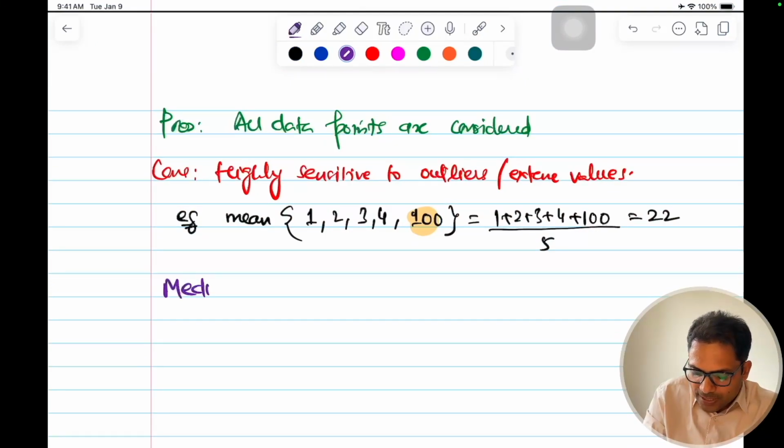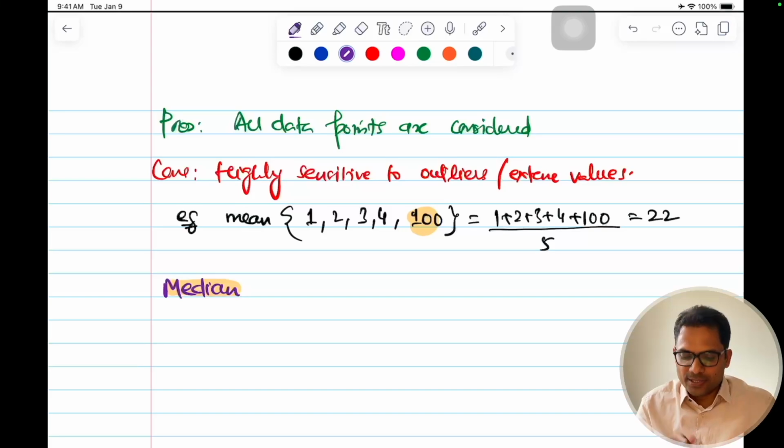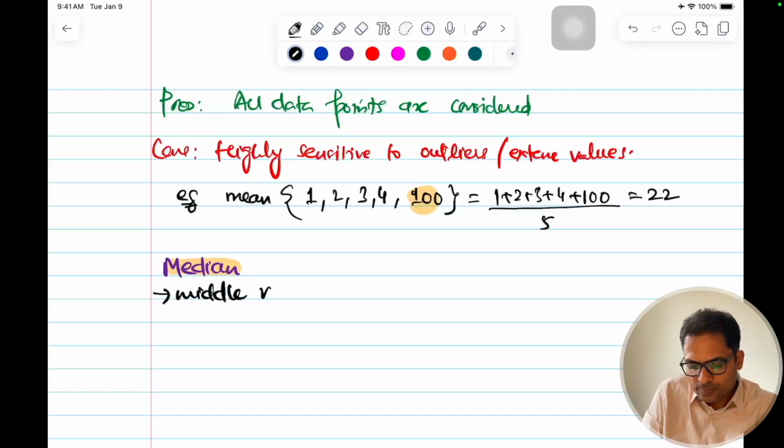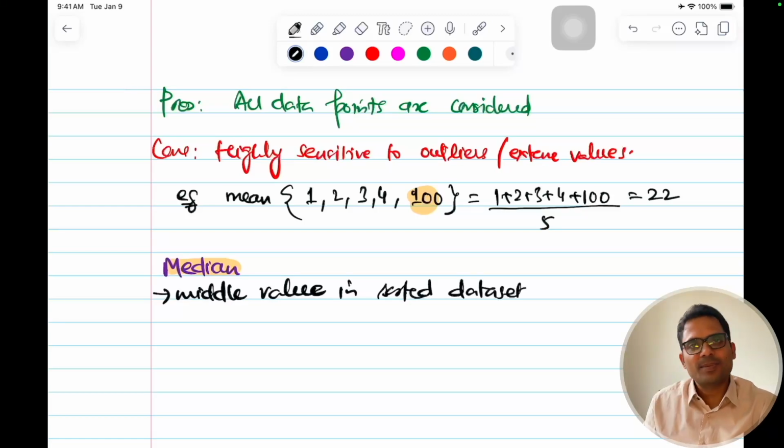What is median? Median is a central value, the middle value in sorted data. We sort the values in ascending order, and the exact middle value is my median. That's a simple thing. Even that is a good representative. So we sort everything in ascending order and just take the central value. That's the measure of central tendency.